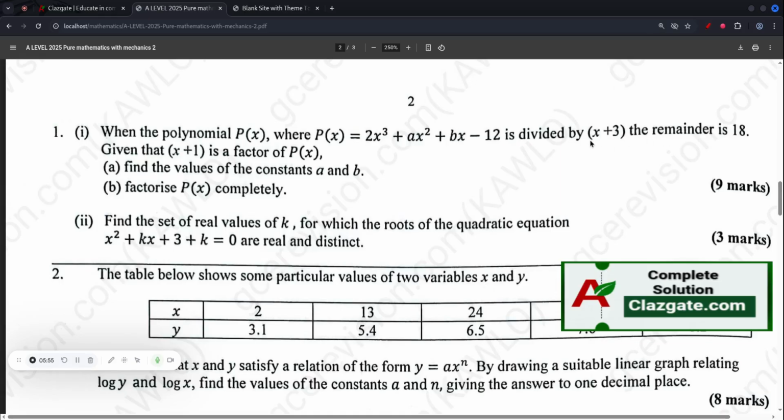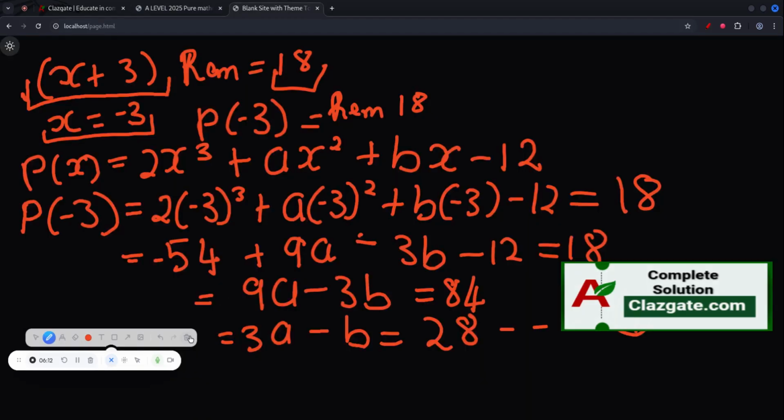So I've already done this part. This is what we've already handled. The remainder is 18. And then we know that x plus 1 is a factor. If x plus 1 is a factor of p of x, it means that the remainder is going to be equal to 0. So let's do the other side.